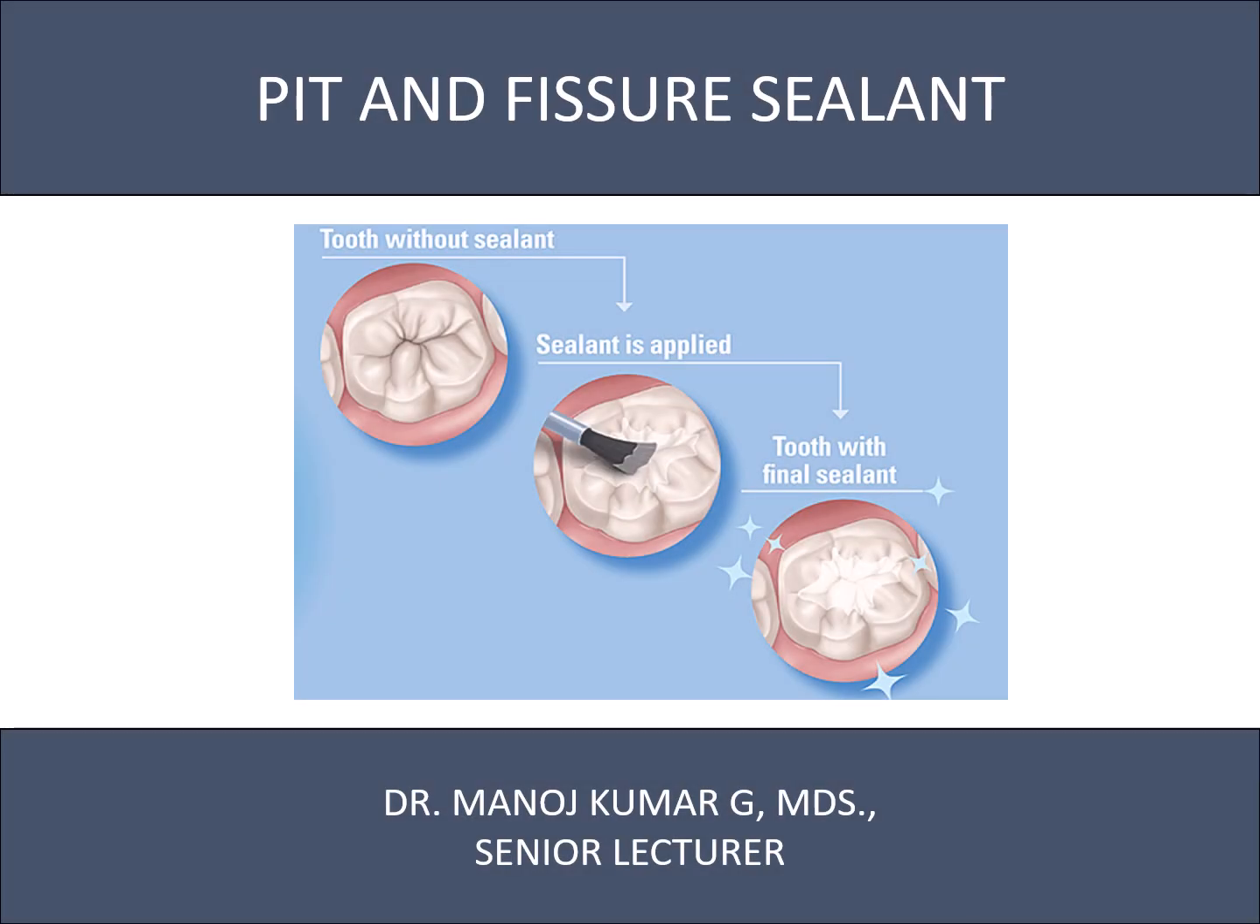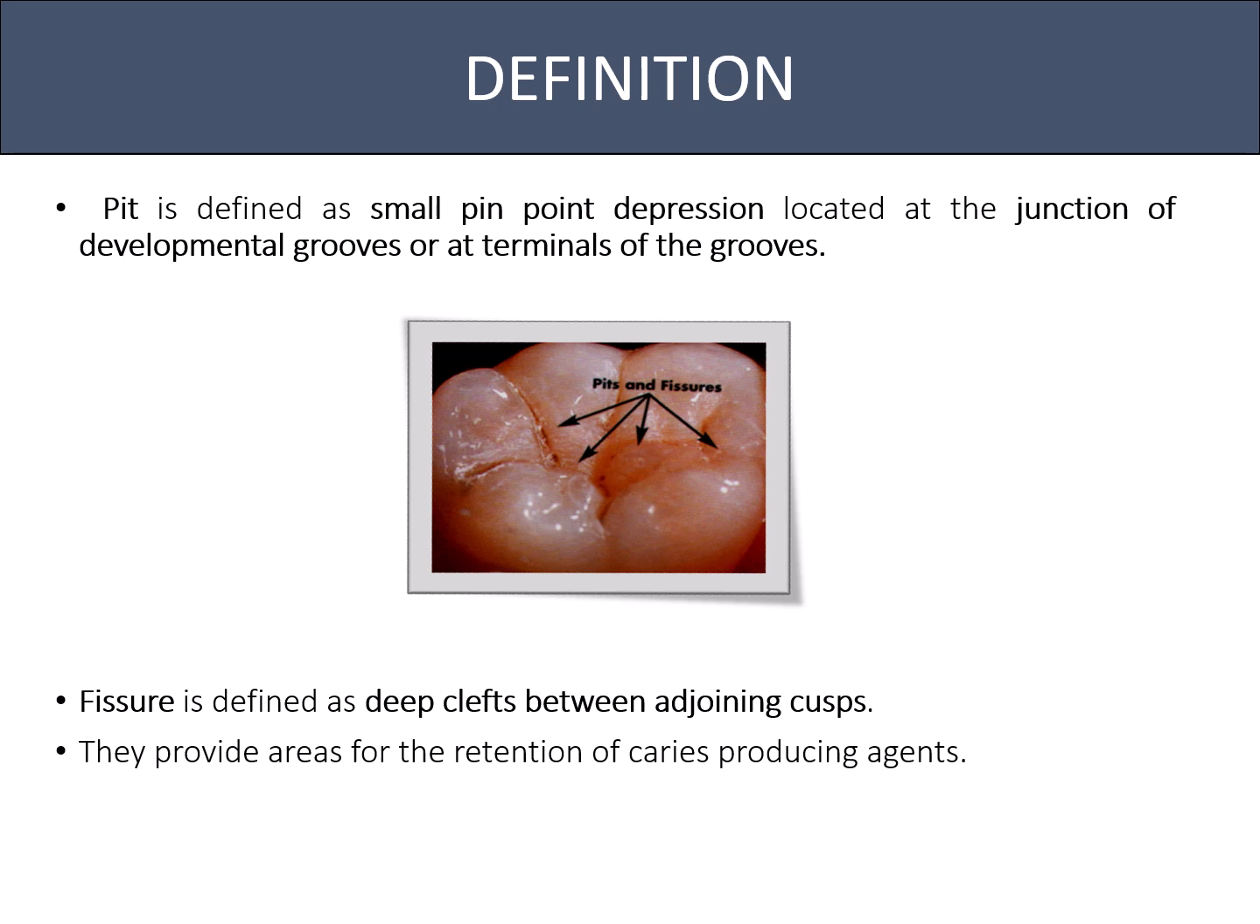So first, you have to know what is a pit and what is a fissure. Pits are small pinpoint depressions located at the junction of developmental grooves or at the terminals of those grooves, whereas fissures are long clefts between the cusps or the ridges. These regions always provide a site for retention of caries-producing agents.